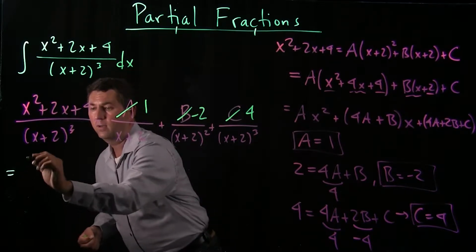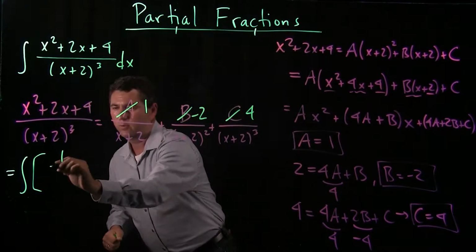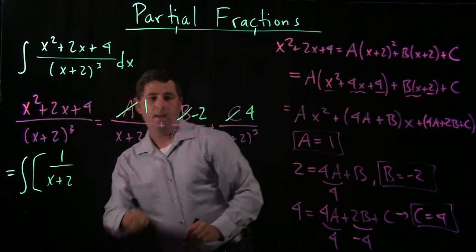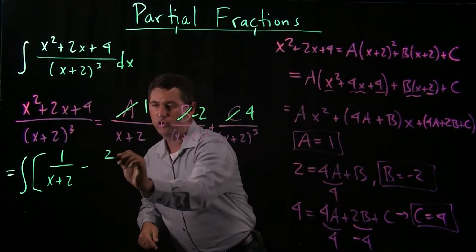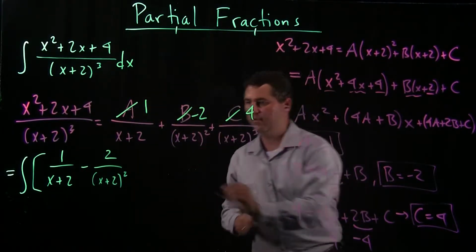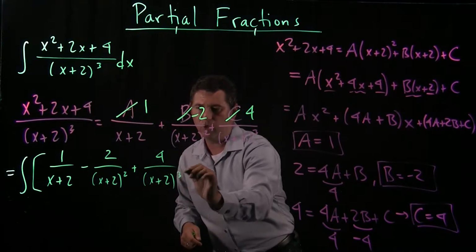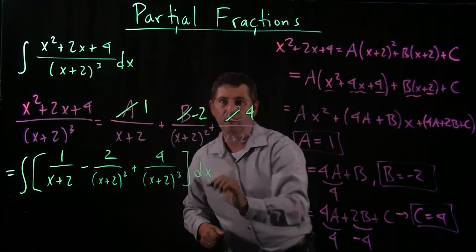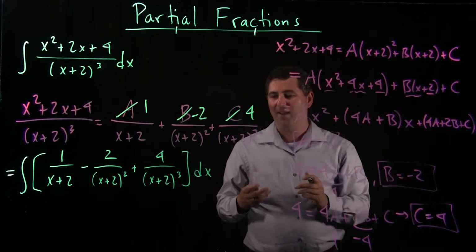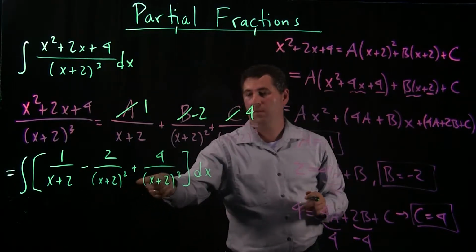Our integral can be rewritten as the integral of 1 over x plus 2 minus 2 over x plus 2 squared plus 4 over x plus 2 cubed dx. Now, we're going to be able to find an antiderivative term by term.